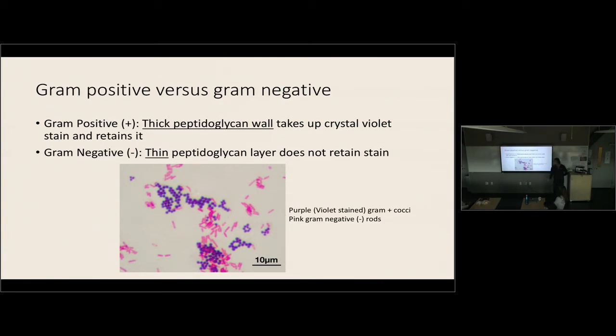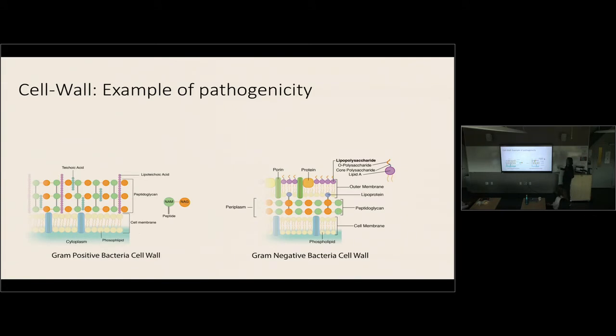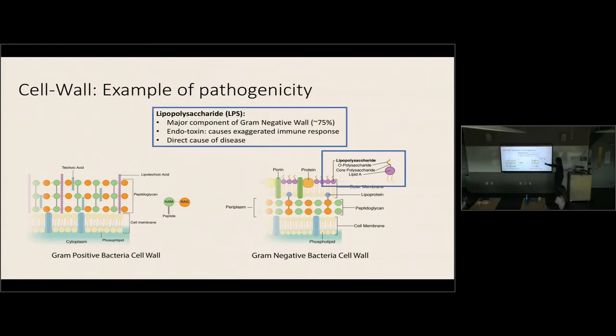But this actually has significance because the cell wall determines a lot of what we use for antibiotics and a lot of what causes disease and how it causes disease. So gram-negatives that have this extra outer membrane contain something called LPS, or lipopolysaccharide. It's this lipid on the cell membrane, but this is essentially an endotoxin that the body reacts to in a very strong inflammatory, exaggerated way, and that causes a lot of problems.